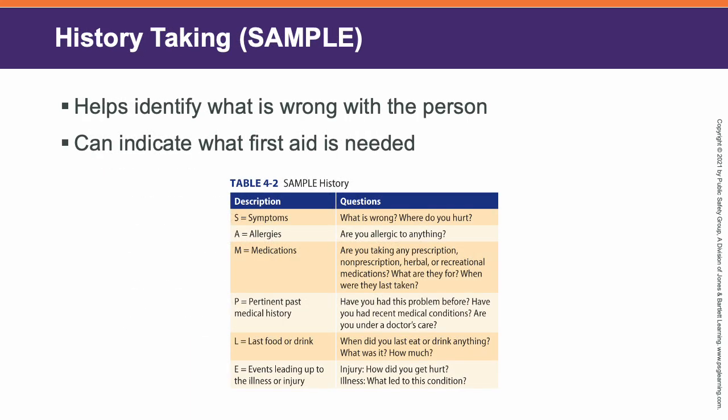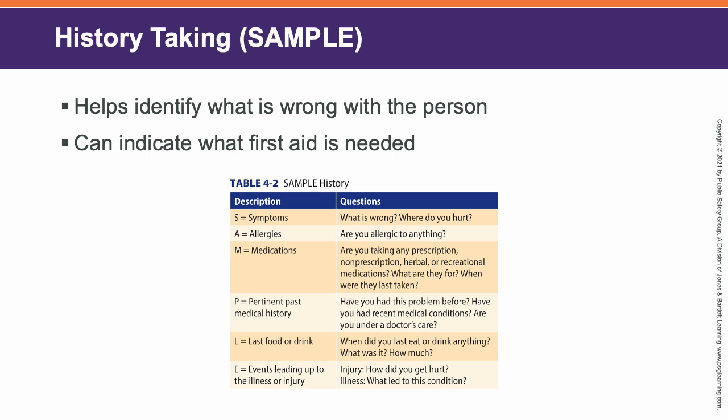Okay, so that's our primary assessment. Now we're moving on to our SAMPLE history. Okay, this is where we go into a little bit of a deeper dive. We're not quite as worried about life-threatening stuff right now. Now we're trying to look into some of the deeper issues that may be causing their symptoms.